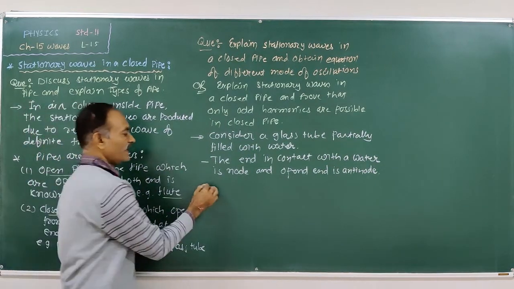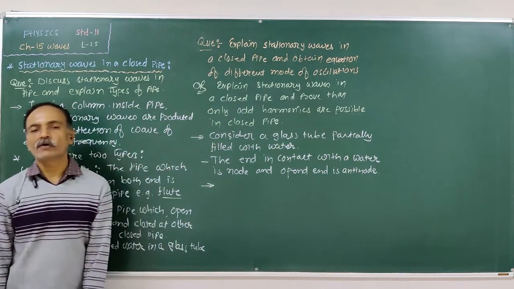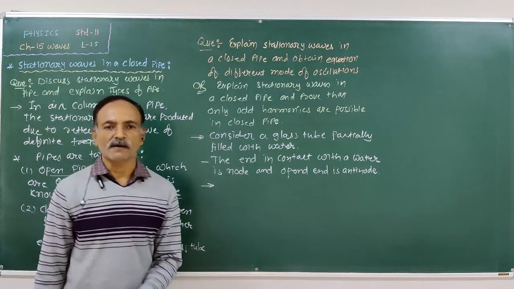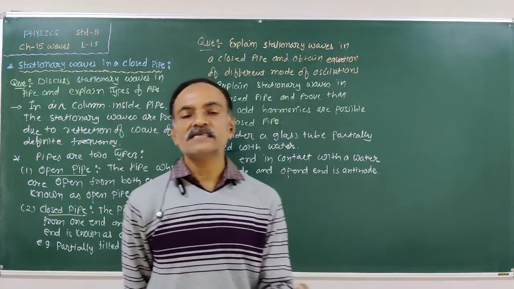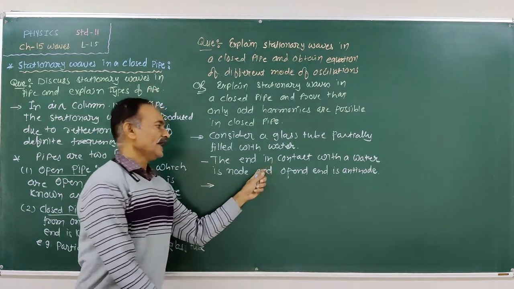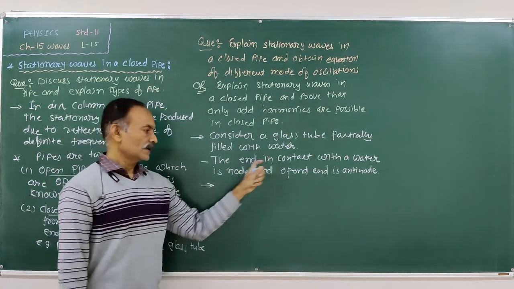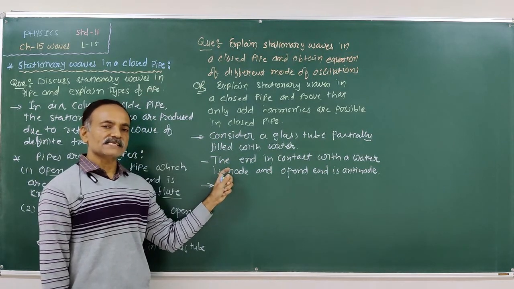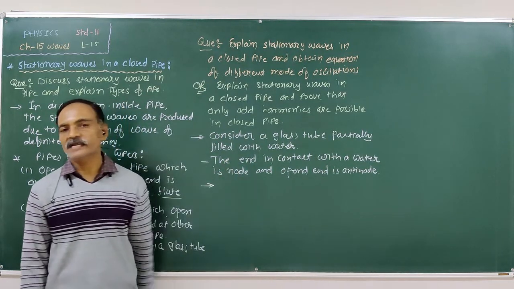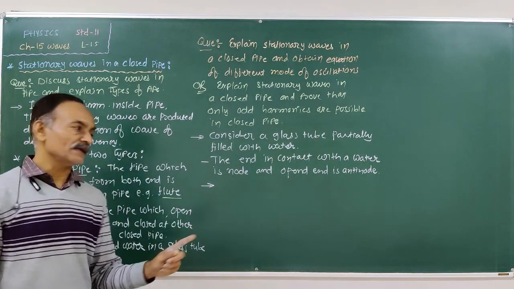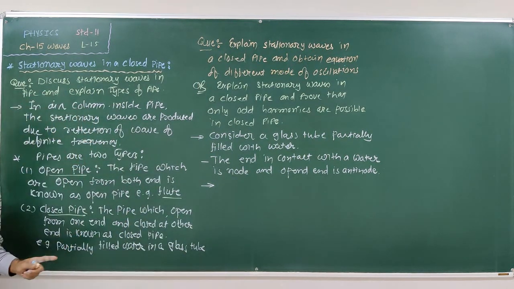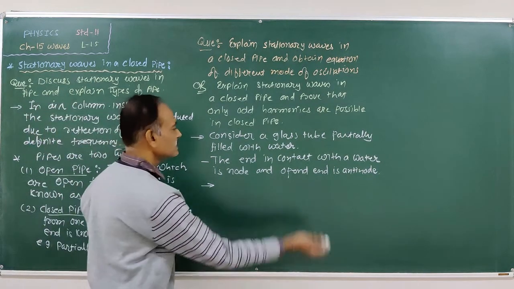Now, at the node points, the pressure change is maximum, but the displacement is minimum. While at the open end, that means at the antinode points, the pressure change is minimum and the displacement is maximum.